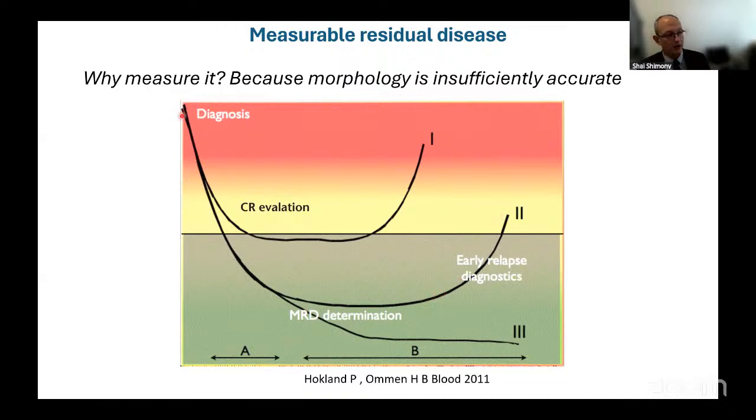But our goal is to get to curve number 3, eliminate all the measurable residual disease, or as much as we can, to try and achieve a long-term remission and possibly cure. This is the concept of measurable residual disease. Why do I tell you all of that?